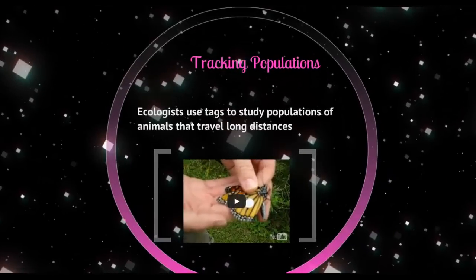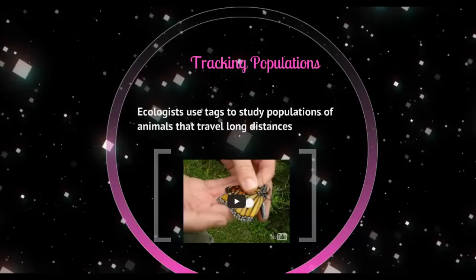So if the ecologists want to go a step further and track how populations move, they use tags to study populations of animals that travel long distances. They might shoot a tranquilizer dart into an animal and then plant a tag in them, or if it's something small like this butterfly example that you're going to see, they can just catch them with their hands and place a tag on them.